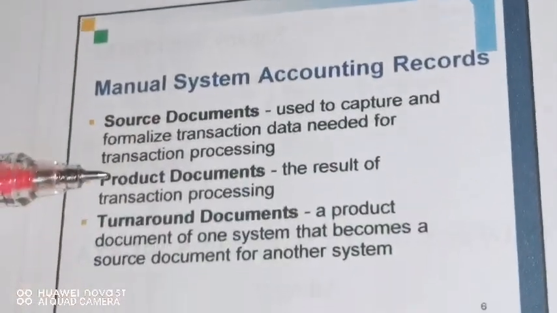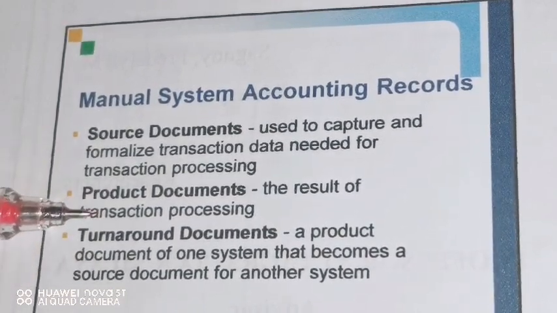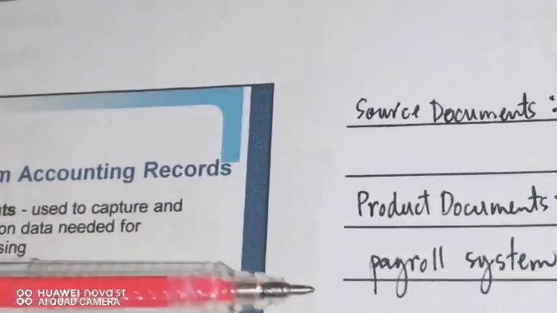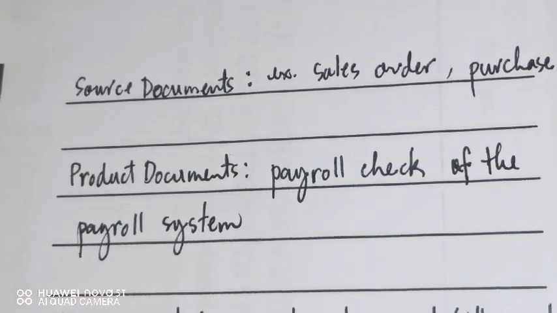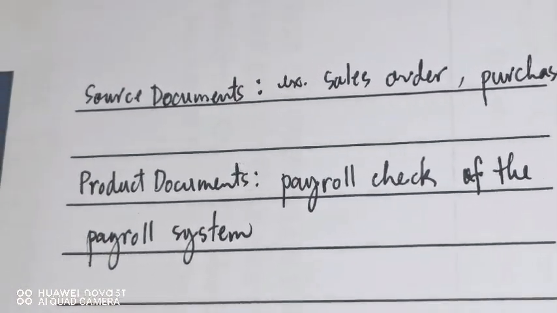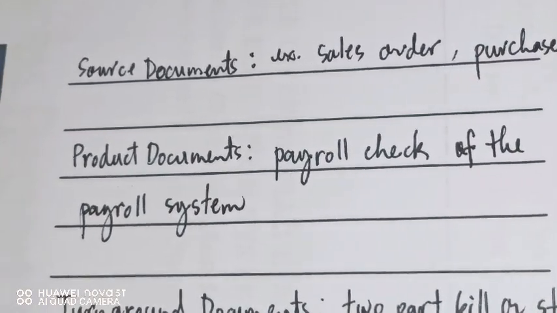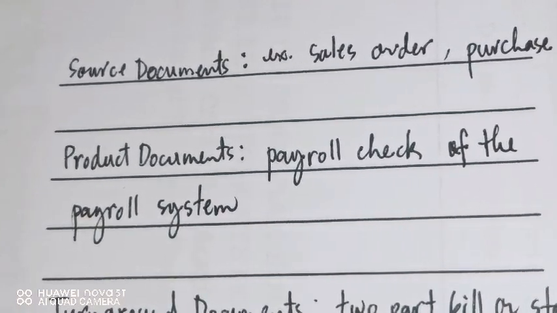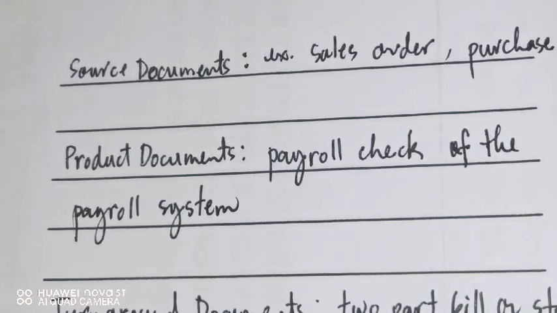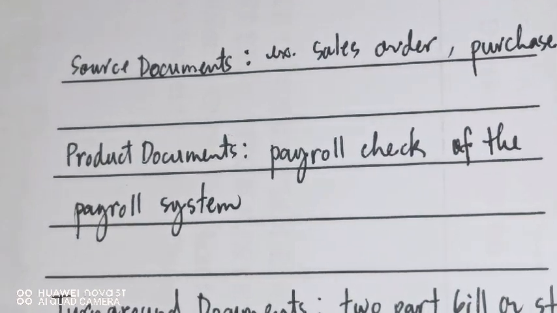Okay. The next one is the product document. So what is the product document? It is the result of transaction processing. So what is the example of that? The example of that is the payroll check of the payroll system. So, kaya nga siya tinawag na product document because this document resulted from a transaction processing. For example, yung payroll system. So, nagkaroon na ng initial processing of information, 'di ba? Which is the salary.